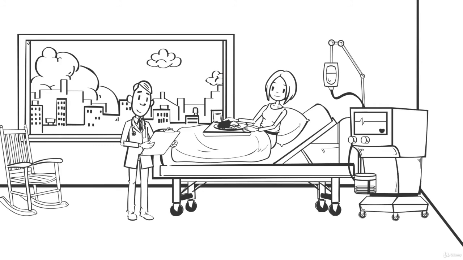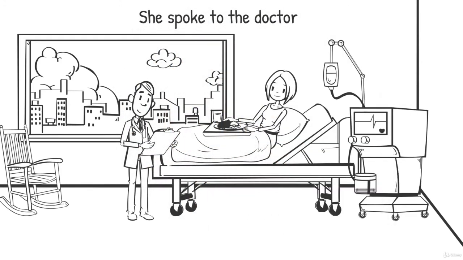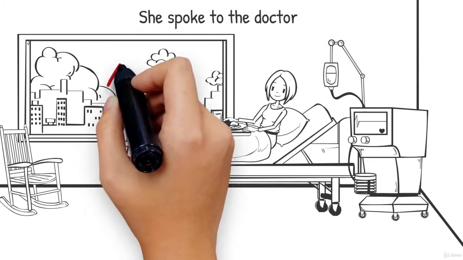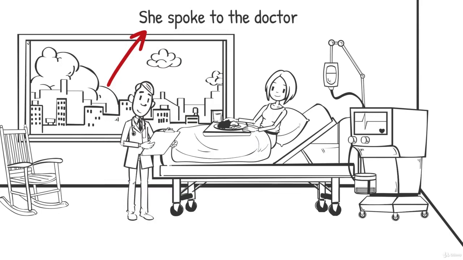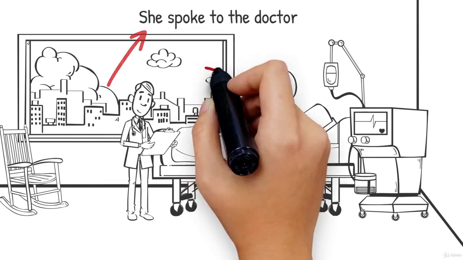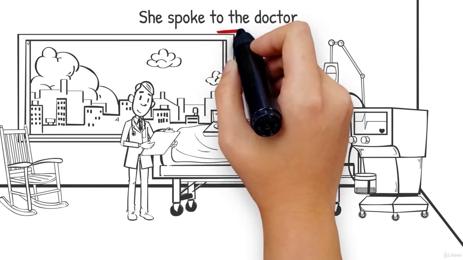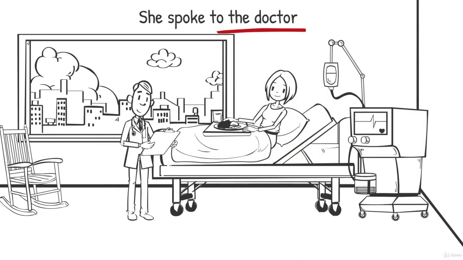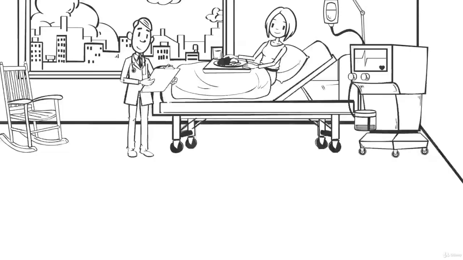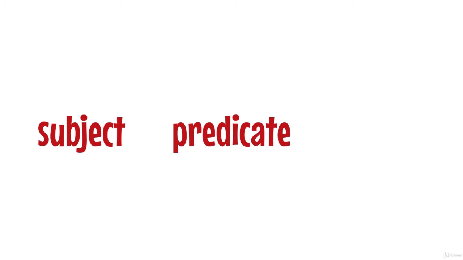In the sentence, she spoke to the doctor. She is a subject because she did the action. And the doctor now is the object because he received the action. Subject, predicate, and object are the main parts of the sentence.